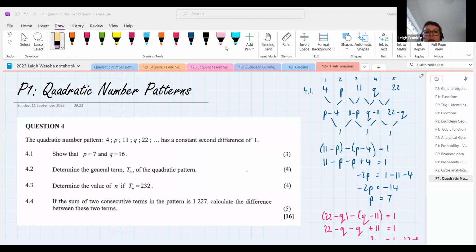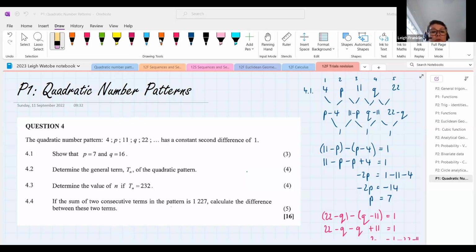Okay. All right, Kalipa. Okay, so remember, when they give you a quadratic number pattern, always set it out in this way, where you've got your terms and then find your first differences and your second differences. So always use that as a starting point for any quadratic pattern. Now they want us to determine the general term Tn of the quadratic pattern.